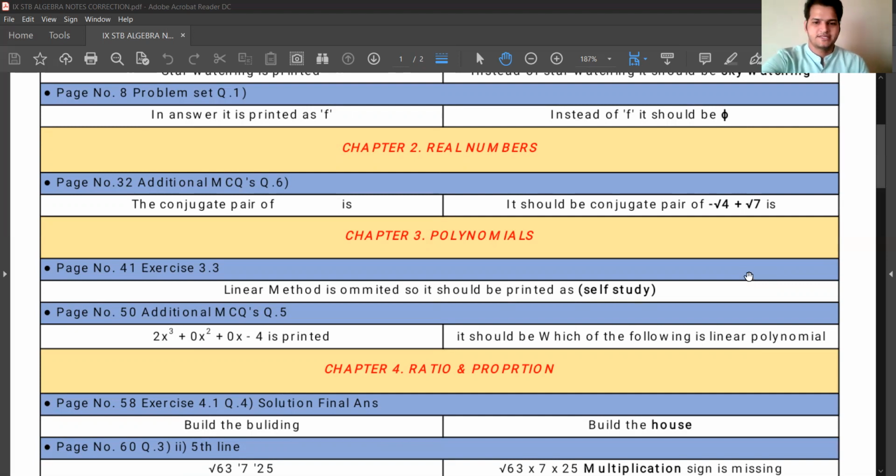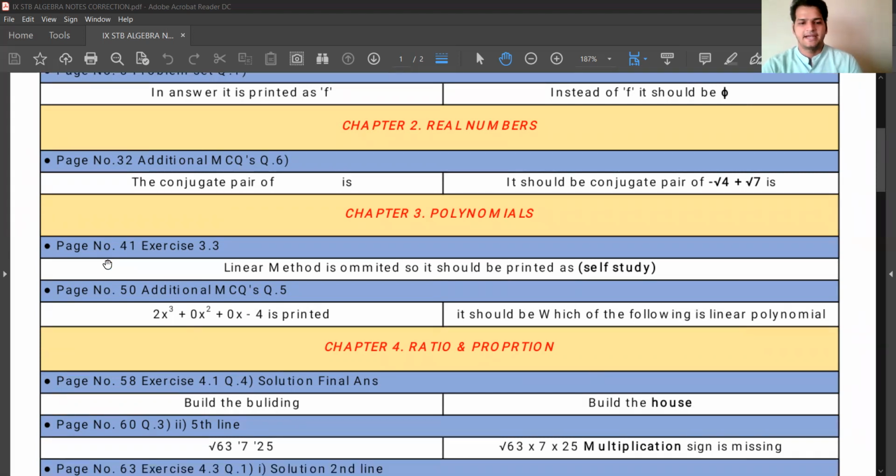Moving ahead with the next correction in chapter number 3, page number 50, additional MCQs, question number 5. It has been printed 2x cube plus 0x square plus 0x minus 4. Okay. So it should be, which of the following is linear polynomial? So you have to correct it as which of the following is a linear polynomial. All right. Going to the next part.